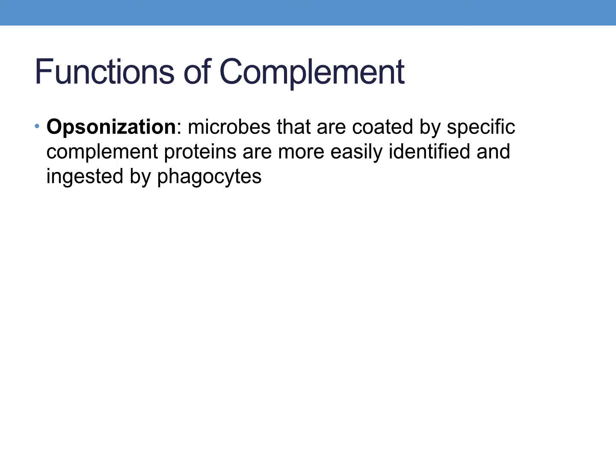First off, opsonization. Opsonization is a process during which microbes are coated by specific proteins in order to be more easily identified by phagocytic cells for targeting and destruction.